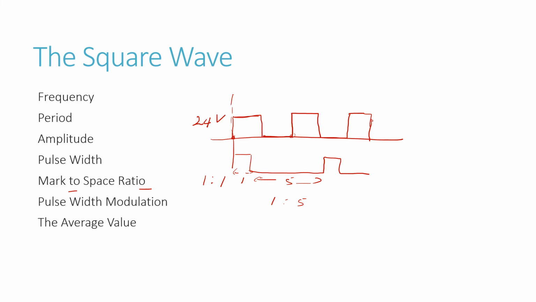Now the period is again from one similar point. So the period T will be from there to this point here, right?